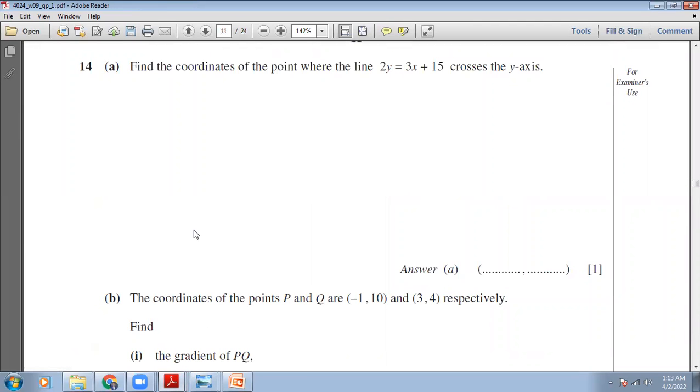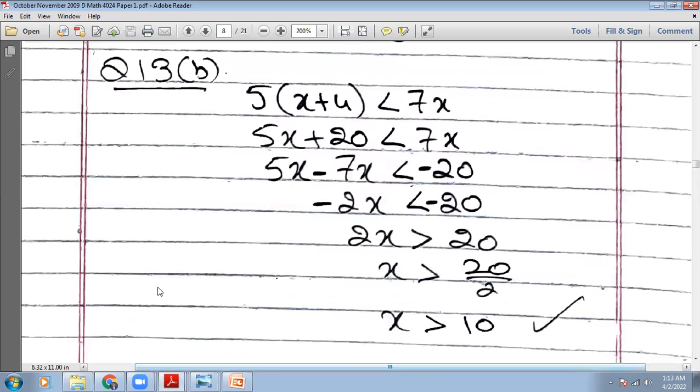Question number 14, A part, he says, find the coordinates of the point where the line 2y equals 3x plus 15 crosses the y-axis. You see, whenever a graph crosses the y-axis, the value of x will be 0 at that point. We call it the y-intercept. At that point, the value of x is 0. So in this equation, in the place of x, I will put 0.